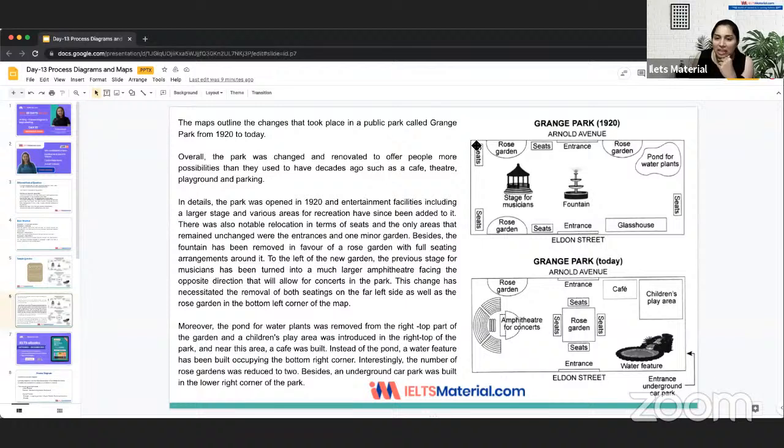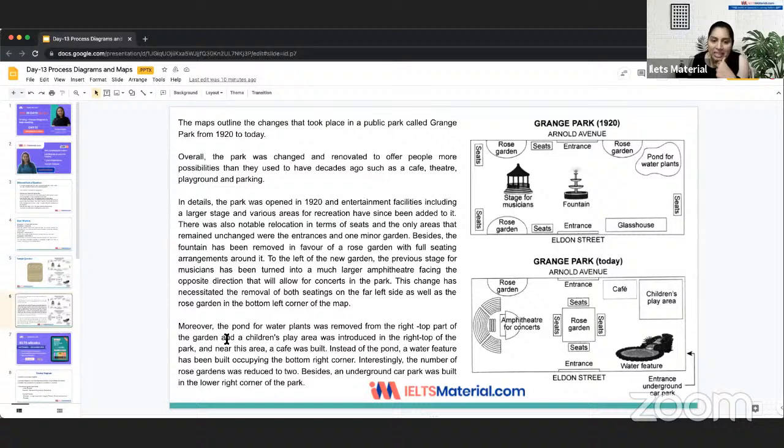So you can see these seating parts, this one and this one, they have been removed in order to facilitate the proper construction of the amphitheater. This also you have to explain, because these have been removed. Why were they removed? To facilitate the proper construction or to use the complete area for the amphitheater. And that has to be explained.